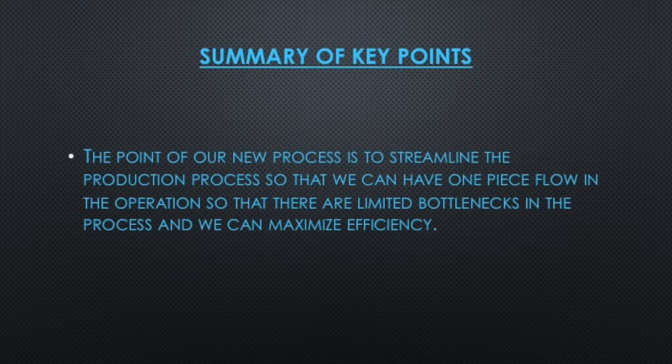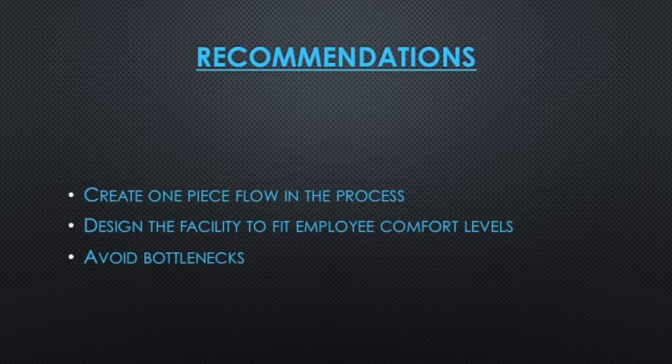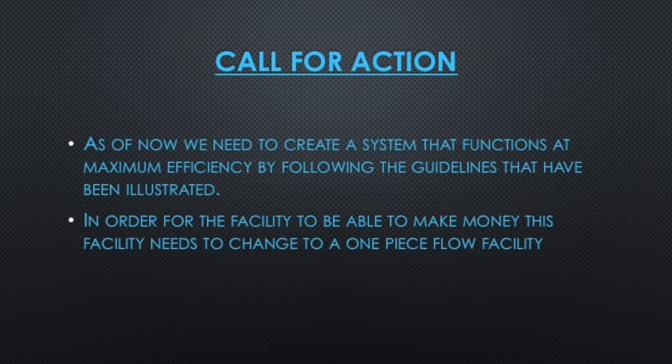In summation, the point of our new process is to streamline production into a one-piece flow. If it's in a one-piece flow, we can maximize the efficiency and decrease the bottlenecks. The recommendations I make are to create a one-piece flow and design the facility to better fit the employee comfort levels. If the employees are happy, they'll work better and faster in creating a better product. This is a call for action to create a more efficient plant and maximize efficiency. We will create more pens in a shorter amount of time and have fewer workers. It is a call for action simply for the company to make more money. Thank you.